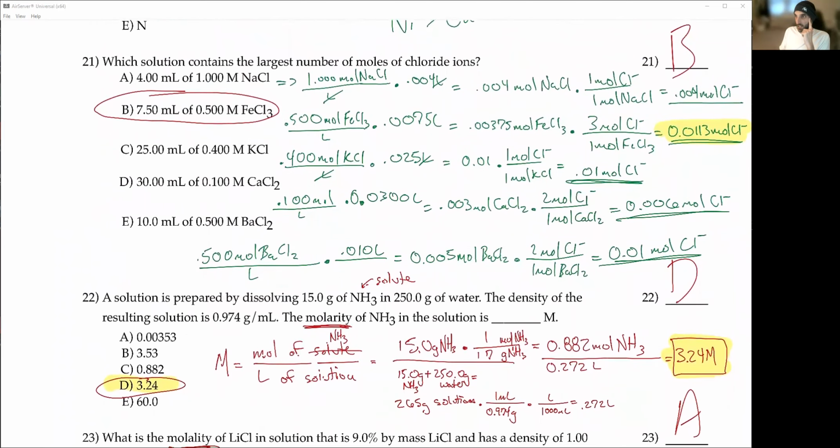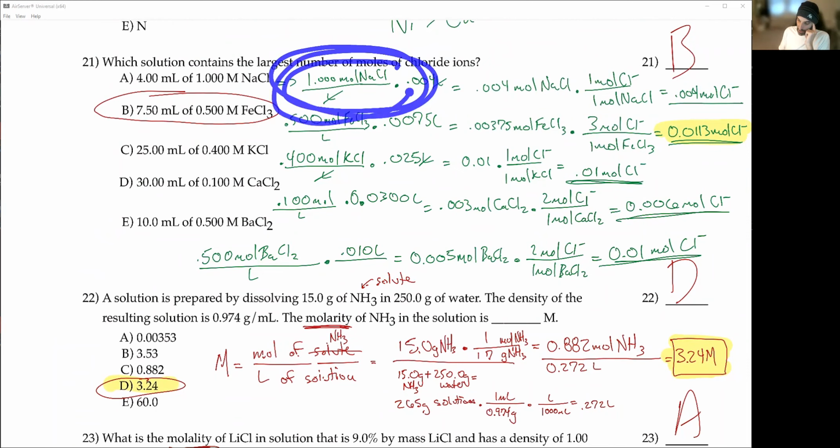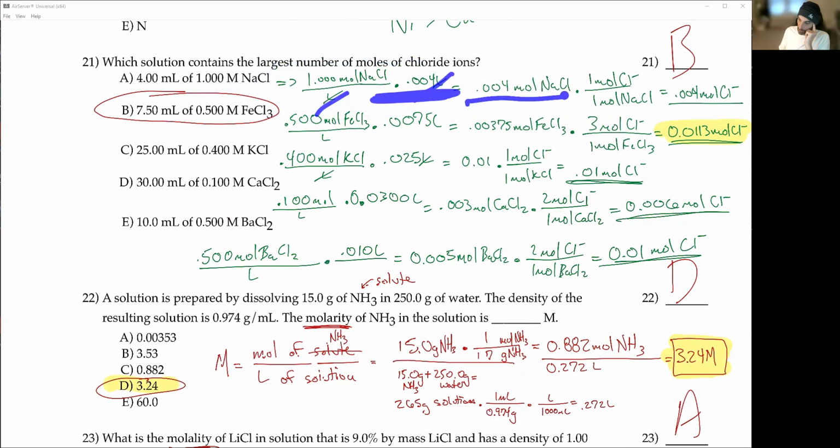So I did a bunch of calculations here. Basically, I started with the concentration of my compound. Here it's 1 molar NaCl. I multiplied by the volume in liters, so that eliminates liters and gives me just moles of NaCl. But the extra step that I take is: what is the number of chloride ions in the compound? NaCl has 1 chloride per molecule, but iron chloride has 3 chlorides per 1 molecule.